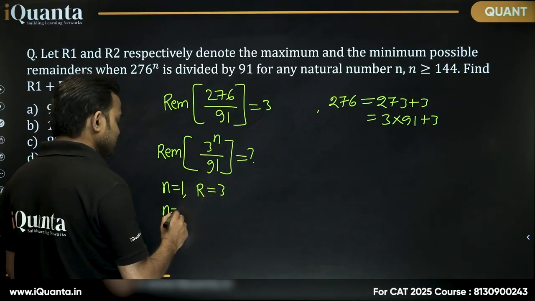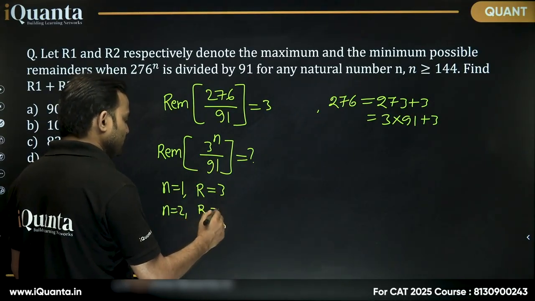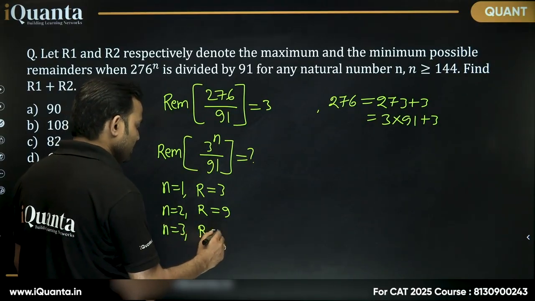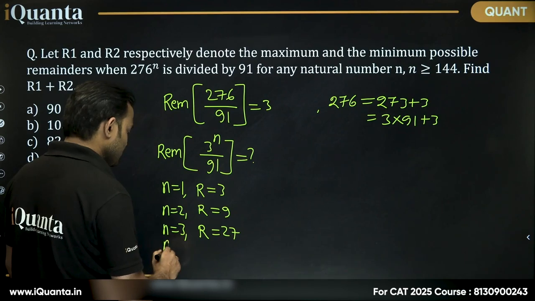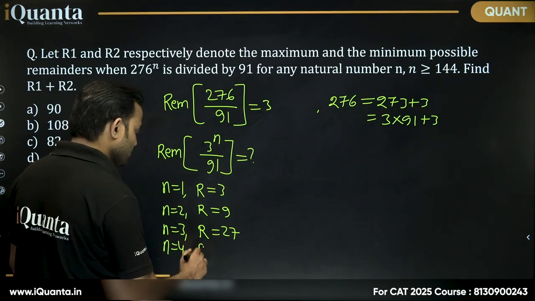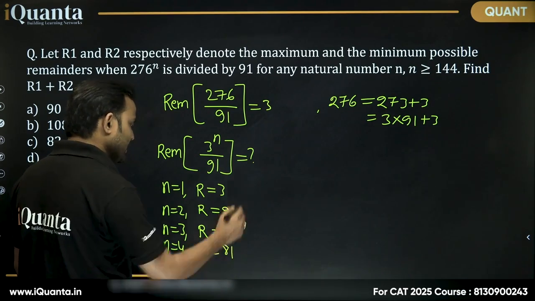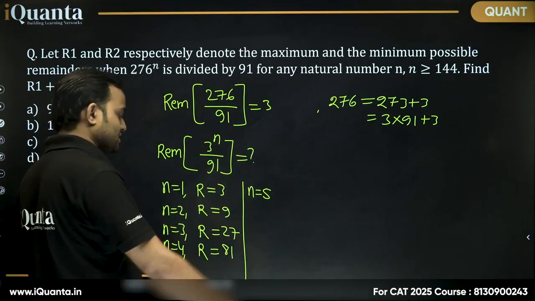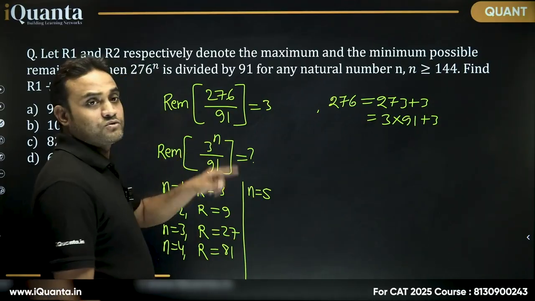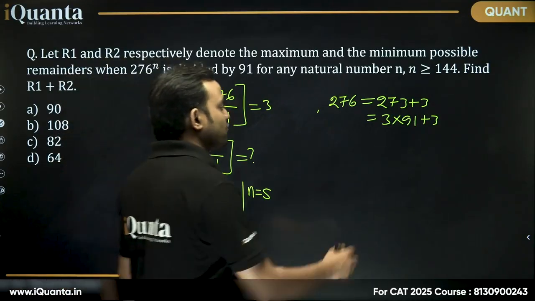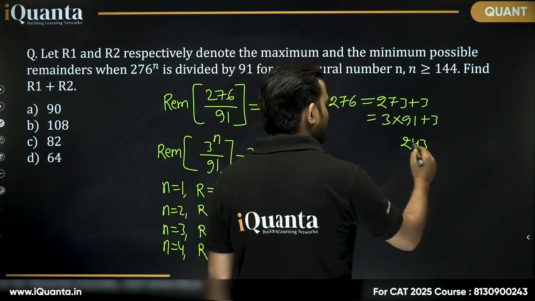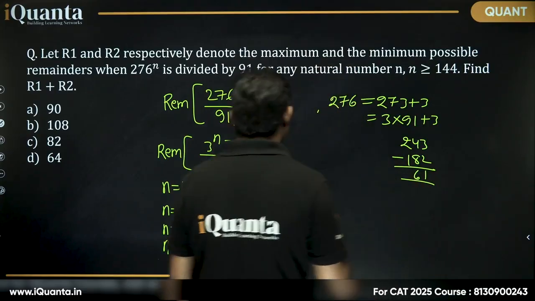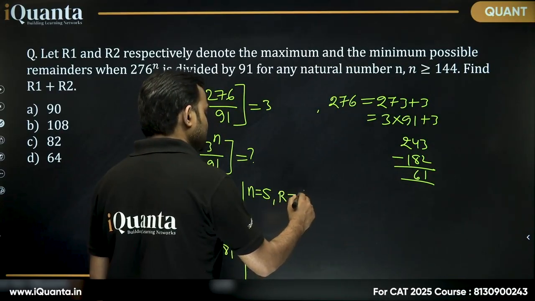If I take n equal to 2, the remainder will be 9. If I take n equal to 3, the remainder will be 27. If I take n equal to 4, the remainder will be 81. Similarly, if I take n equal to 5, this will become 243, and if I divide 243 by 91, 91 into 2 is 182. What are we getting? 61. Then in that case, the remainder will be 61.